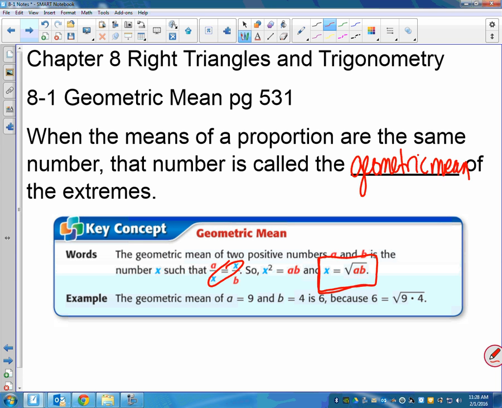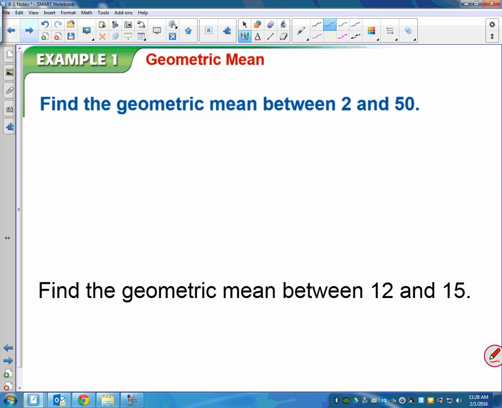So notice on this one, it says the geometric mean of a equals 9 and b equals 4 is 6, because the square root of 9 times 4 is the square root of 36, and the square root of 36 is 6. A lot of times the geometric mean is not going to work out nicely, which means I want you to give me an exact answer. Sometimes it'll say give an exact answer and round to the nearest tenth, so that way you can check with your calculator as well.